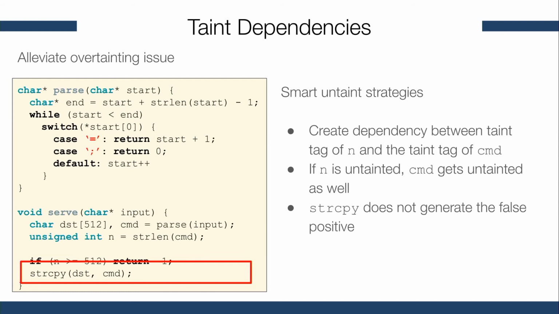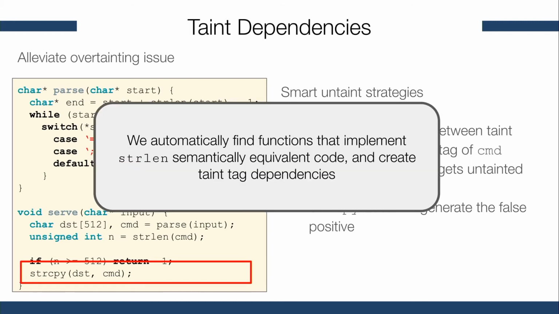Now, what we can do is create a dependency between the taint tag of the variable cmd and the taint tag of the variable n, and if n gets untainted, we can untaint cmd as well. In this case, the strcpy will not generate a false positive. We did this in Caronte, and we also automatically find functions that implement strlen-semantically equivalent code and create taint tag dependencies.